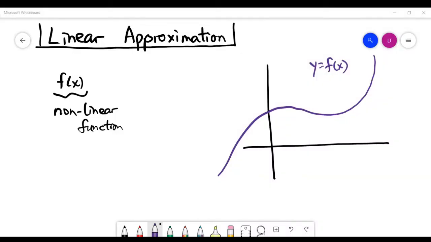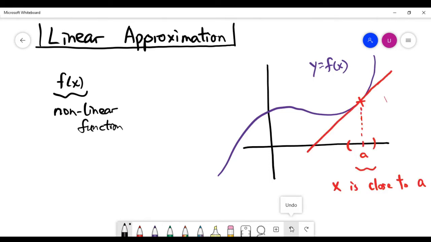By linear approximation, we are talking about the fact that we try to approximate certain values, let's say f of x, when x is very close to a certain point a. So let me draw the picture here. Please look at the graph that I draw here. We focus on a certain point x equals a, and I draw the tangent line that passes through this point on the curve y equals f of x.